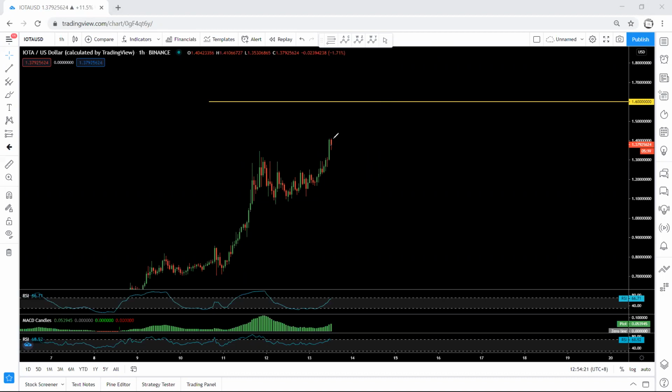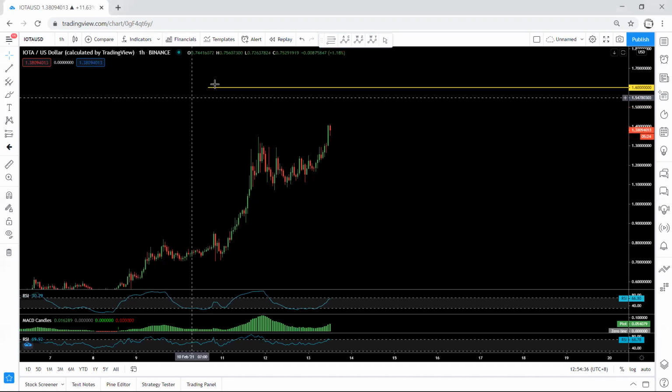Okay, but if we get a flag, a small correction, we also take the trade, but this one we consider as short term. As long as we get into profit, we start to manage it. Anyway, we don't have the trade setup.